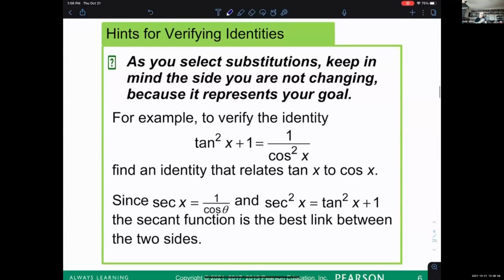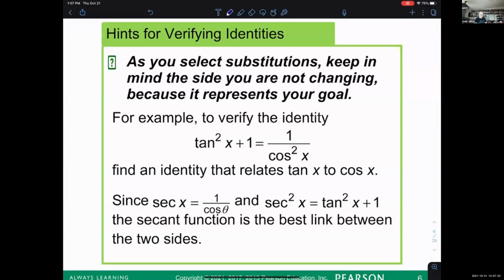Another hint. As you select substitutions, again, that's an algebra move, keep in mind the side you are not changing because it represents your goal. Yeah, I think it's kind of hard to understand this hint until you are doing a bunch of problems.